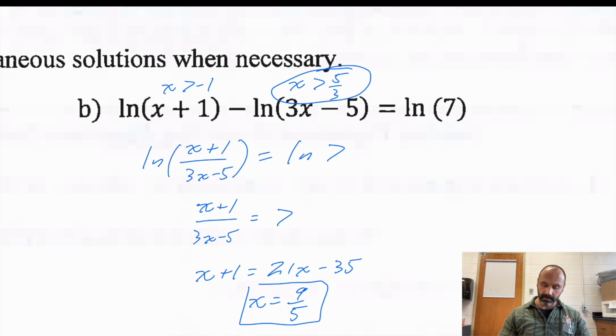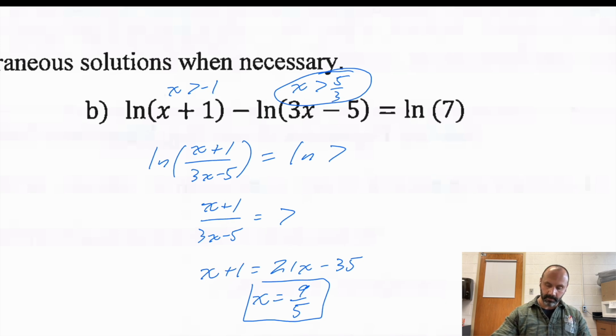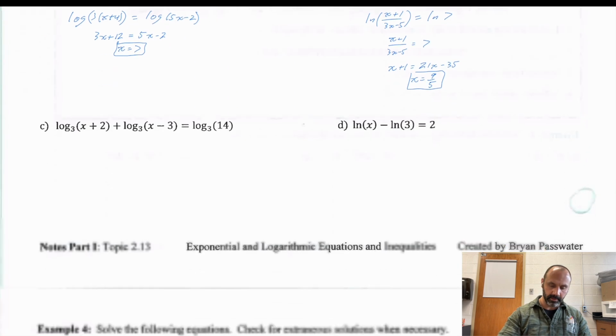9/5, is that bigger than 5/3? It is. So it works. Got to check it. 9/5 is like 1.8. 5/3 is 1.67. So we're good. We're where we need to be.